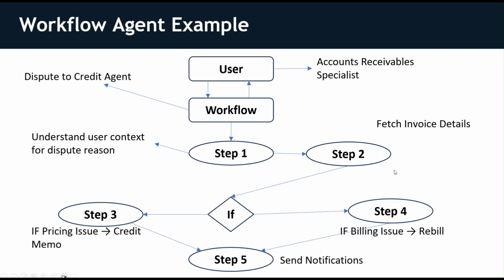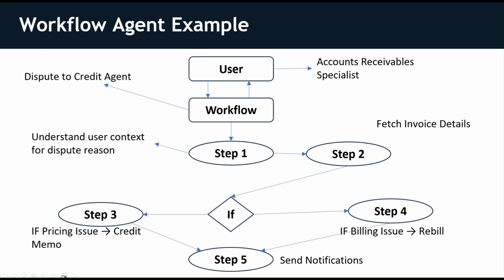And then it may fetch details, maybe transaction details from Oracle Receivables, like line items and amounts, pulled in real time. Now comes the intelligence: the if condition node will evaluate the dispute, whether it's a pricing issue, a billing issue, or just unknown. Then it may reject. If it is a pricing issue, it will call maybe a worker agent to create a credit memo. Otherwise, it may go to step 4 to create a rebill.